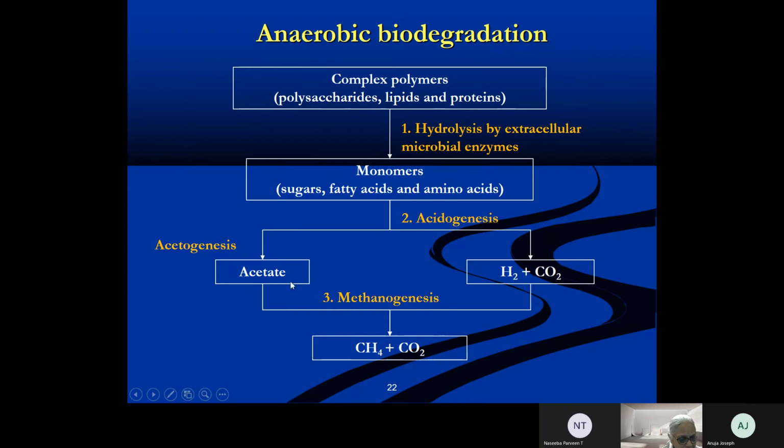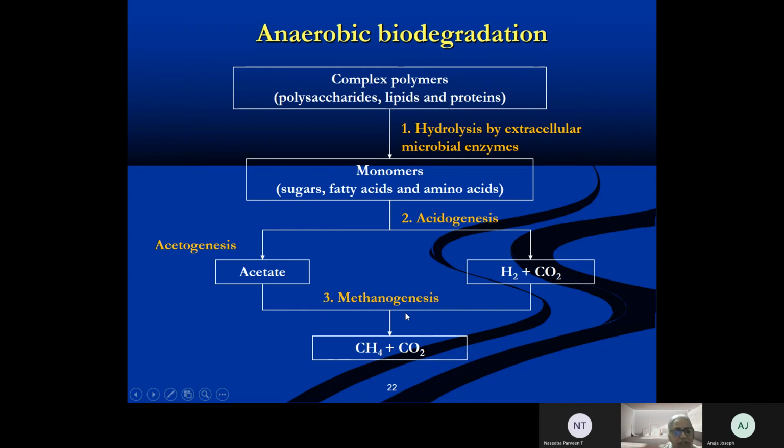So acetogenesis results in acetate, and another product that is part of this process is hydrogen gas along with carbon dioxide. Now, this hydrogen gas along with carbon dioxide and this acetate will be utilized by another group of bacteria called methanogens. These methanogens are strictly anaerobic bacteria, which means they cannot tolerate the presence of oxygen. They grow only in the absence of oxygen, and they will convert these compounds to methane and CO2. So this is our biogas.